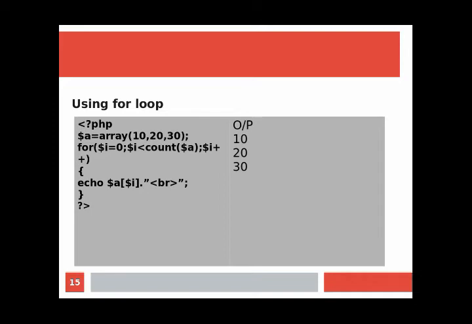So here remember what the condition is, $I less than count($A). Count means the number of elements. Here there are 3 elements, 10, 20, 30. So count($A) means 3. And according to that, the print statement will be executed, $A[$I]. So here all the elements are printed in separate lines because of the break, 10, 20, 30. This is the output.